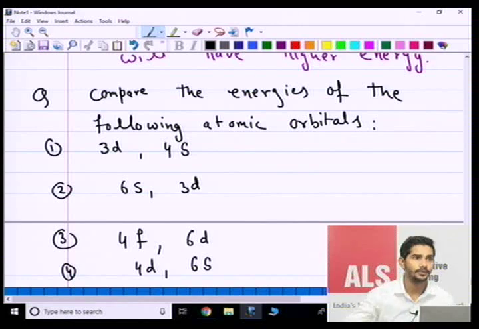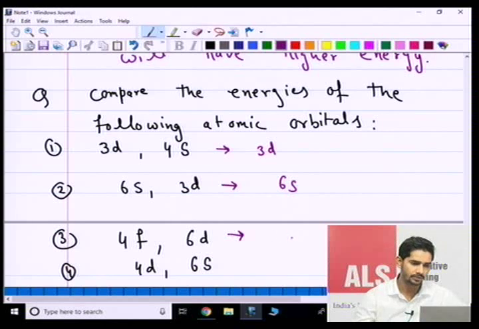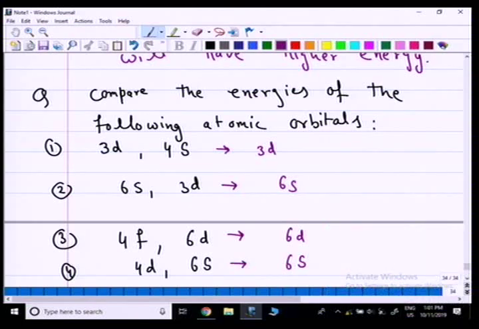Okay, let's start, as I have got your confirmation. Now, here 3d will be the answer. For the second, 6s will be the answer. For the third, 6d will be the answer. For the fourth, 6s will be the answer. How many of you have got all 4 correct answers? Okay. Everyone has raised their hand. Very good.